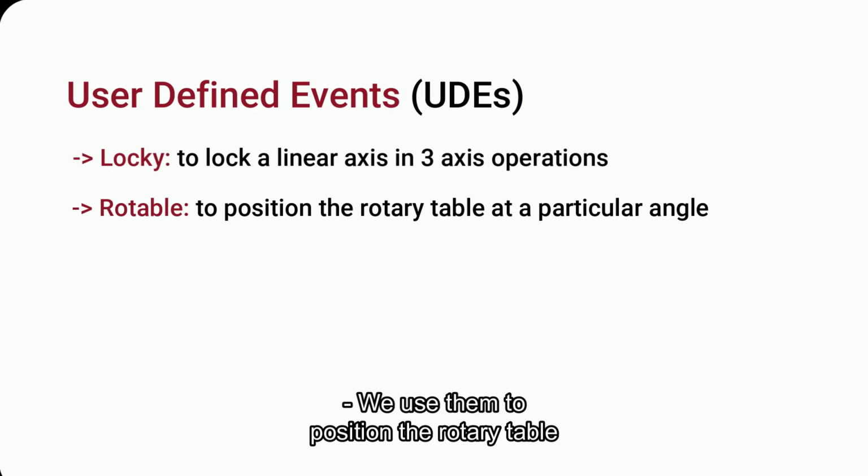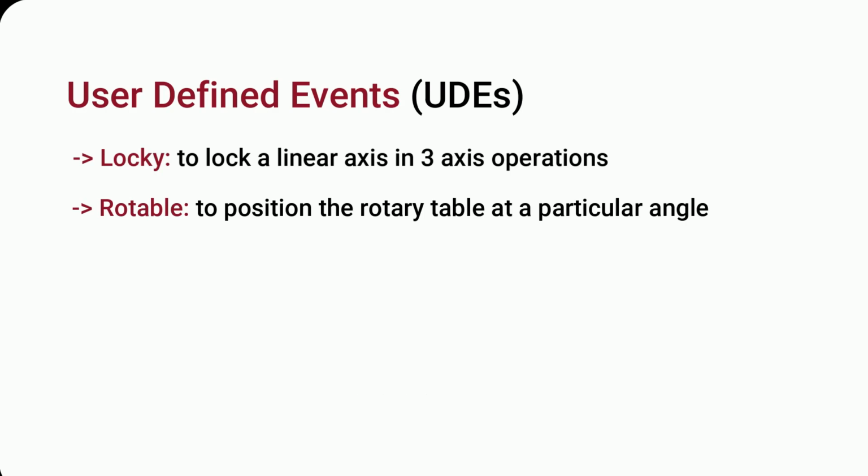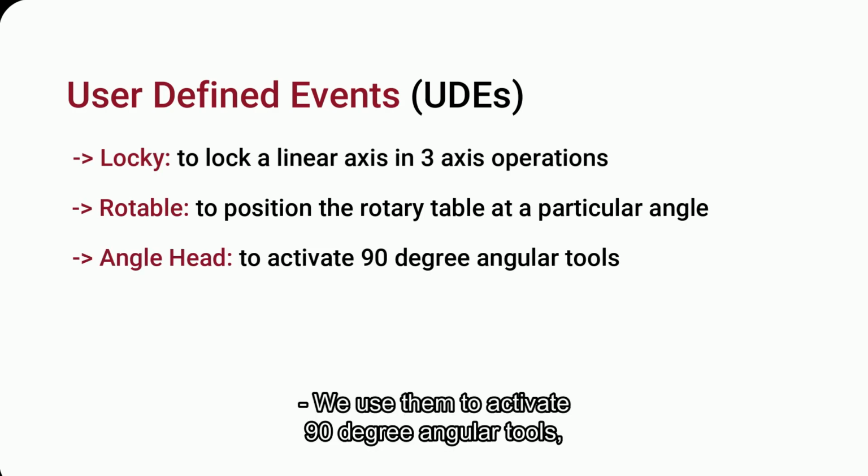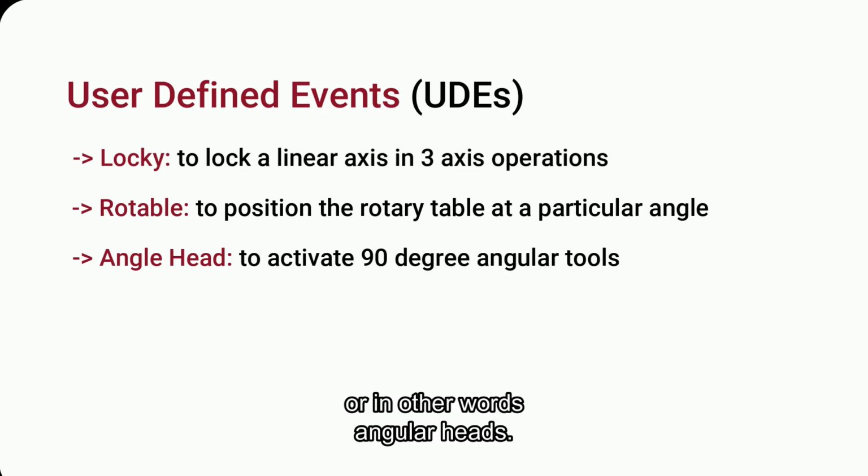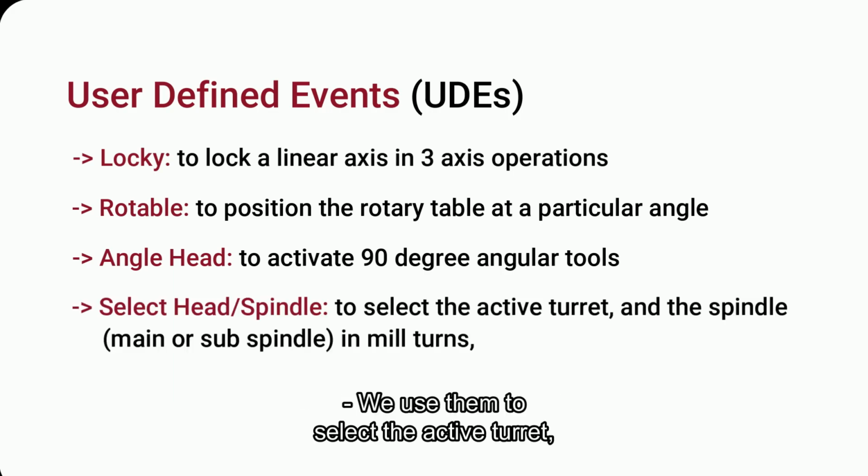We use them to position the rotary table at a particular angle in 3-axis operations on 5-axis milling machines and mill turns. We use them to activate 90-degree angular tools, or in other words angular heads. We use them to select the active turret and the spindle as main or sub in mill turns. And to activate many other special features inside Monospost post-processor.